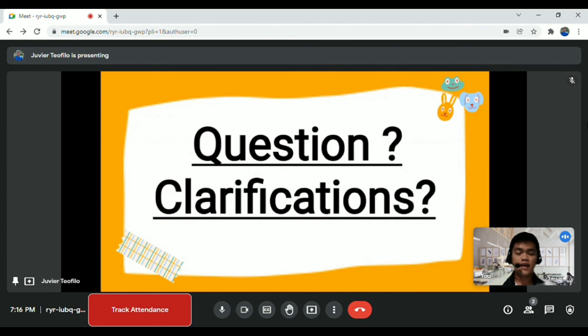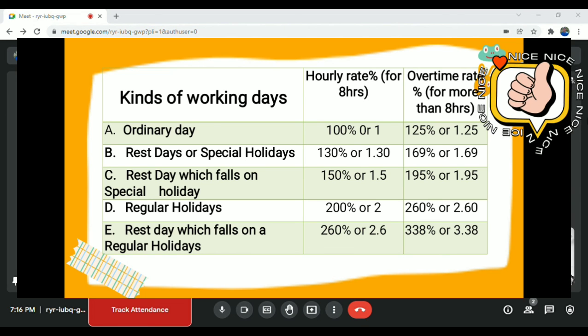Okay, this is the end of our discussion, and I hope you learned from the computation of overtime in terms of ordinary day, rest day or special non-working holidays, rest day which falls on special non-working holidays, regular holidays, and rest day which falls on regular holidays.